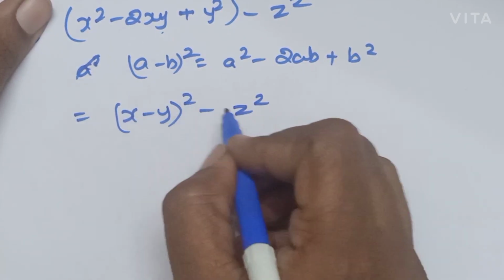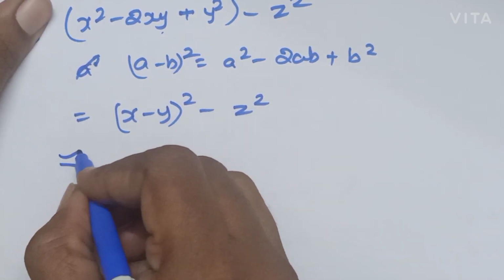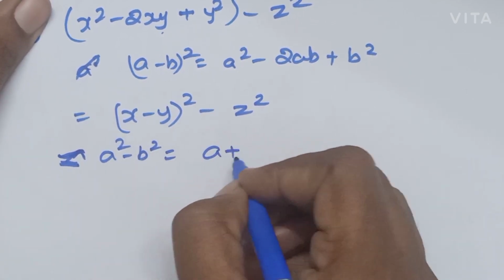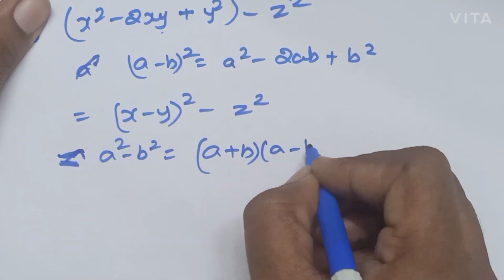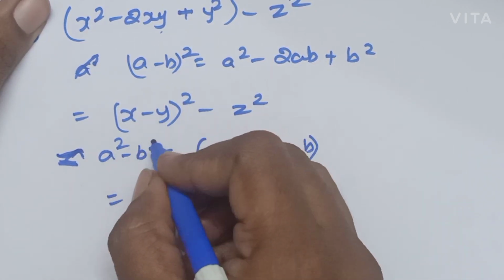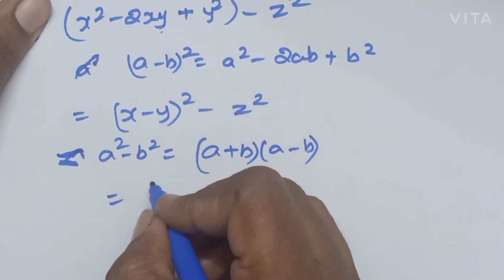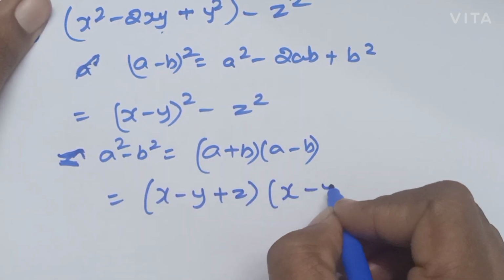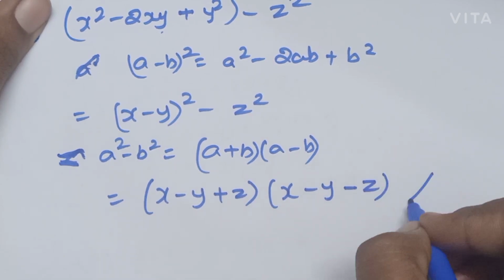Now this is of the form a square minus b square. So we know that a square minus b square is equal to a plus b into a minus b. So in the place of a we have x minus y, in the place of b we have z. So x minus y plus z into x minus y minus z to be the answer.